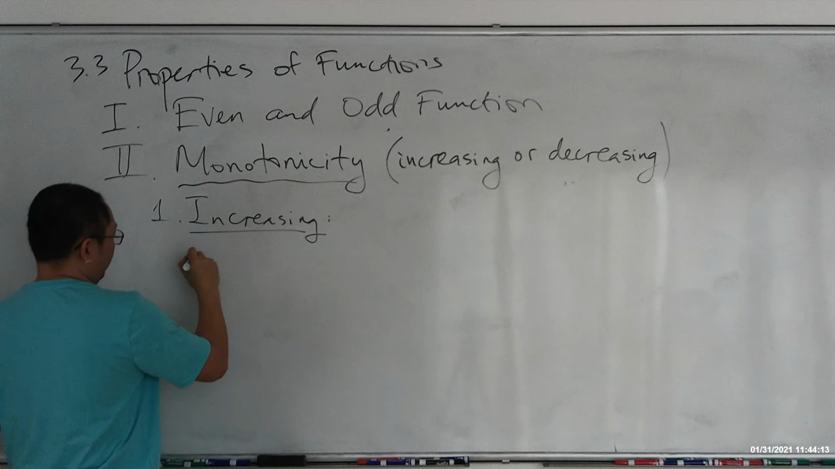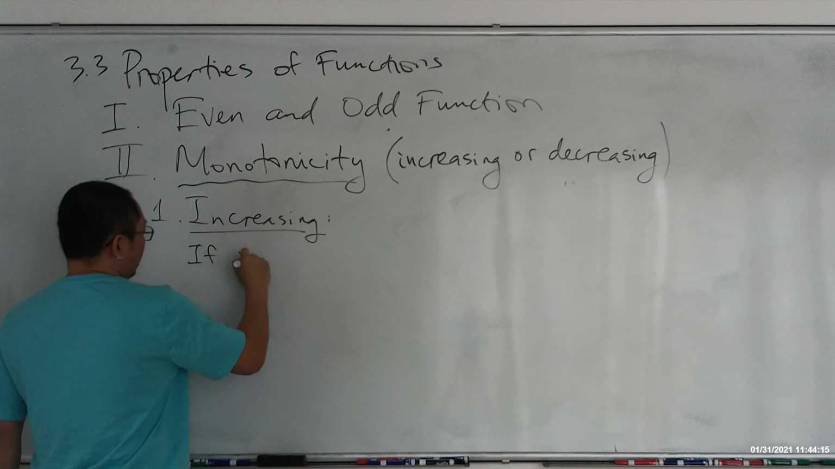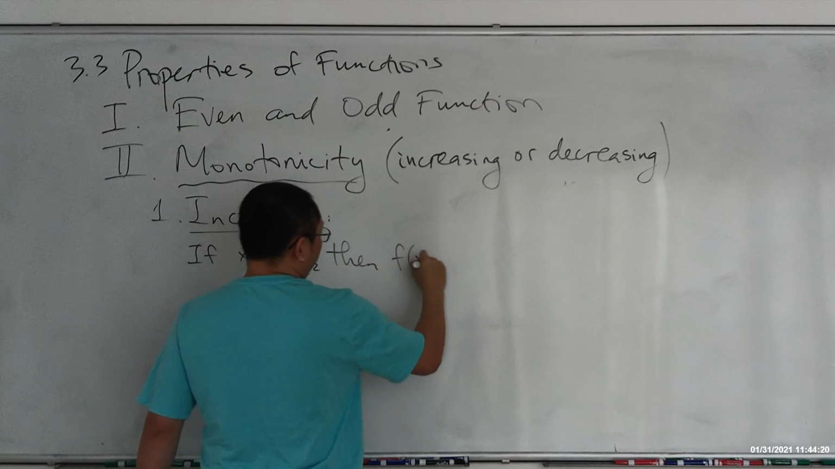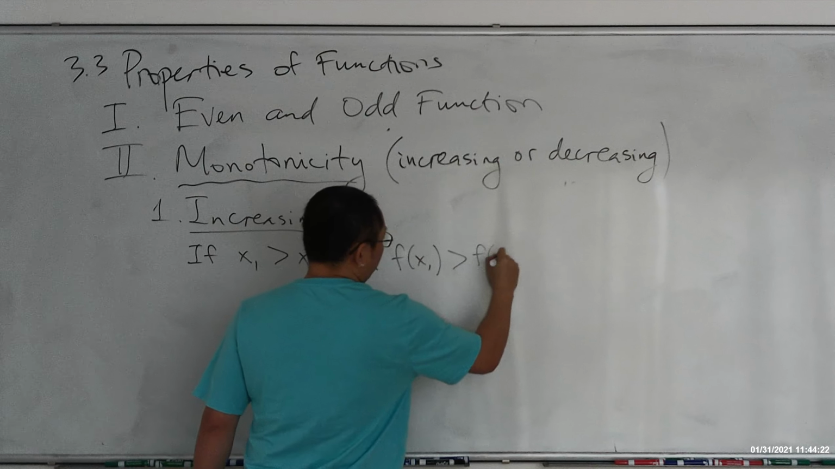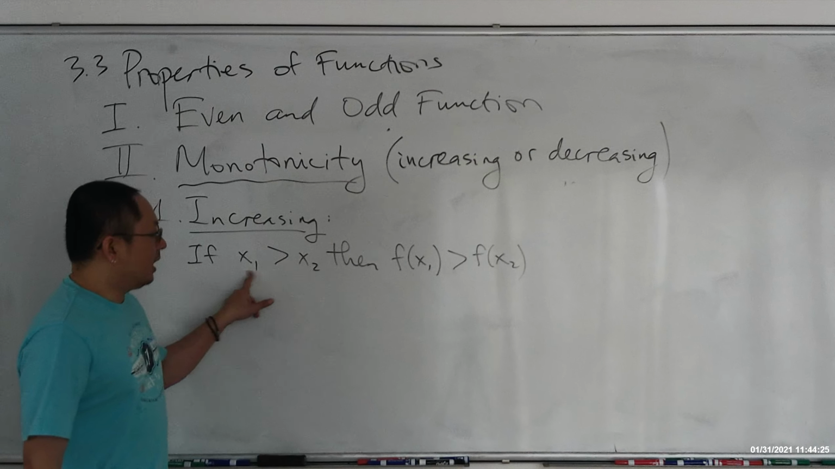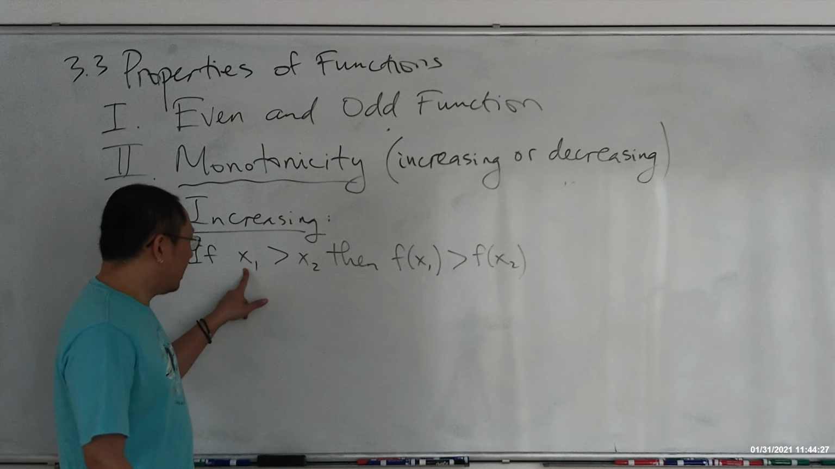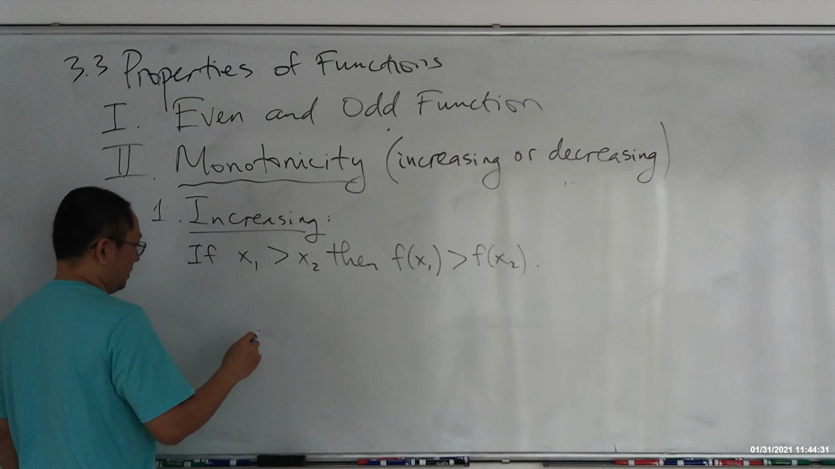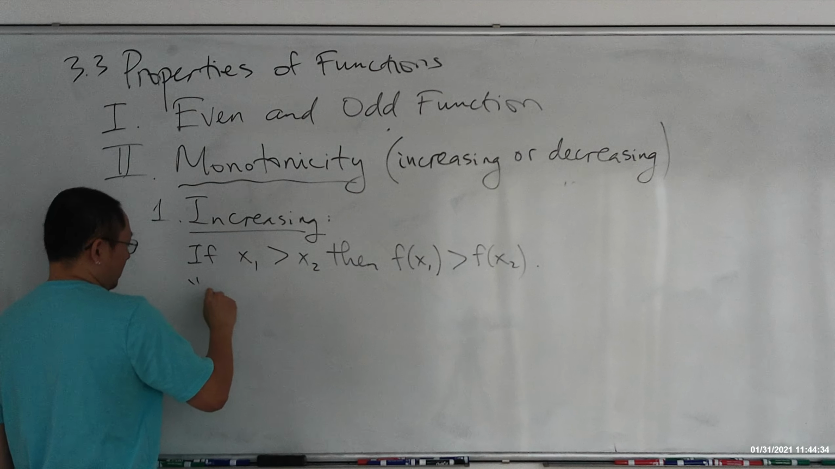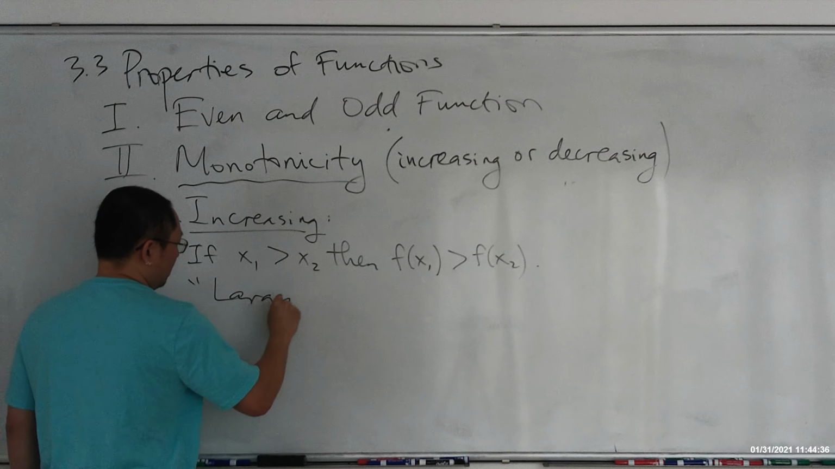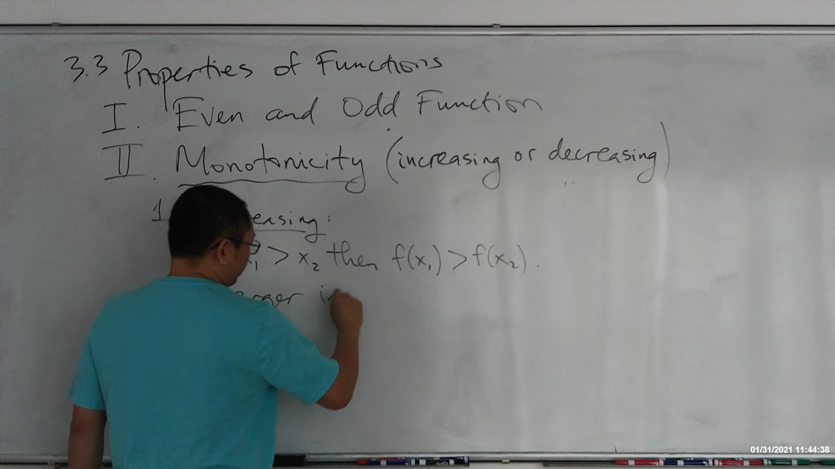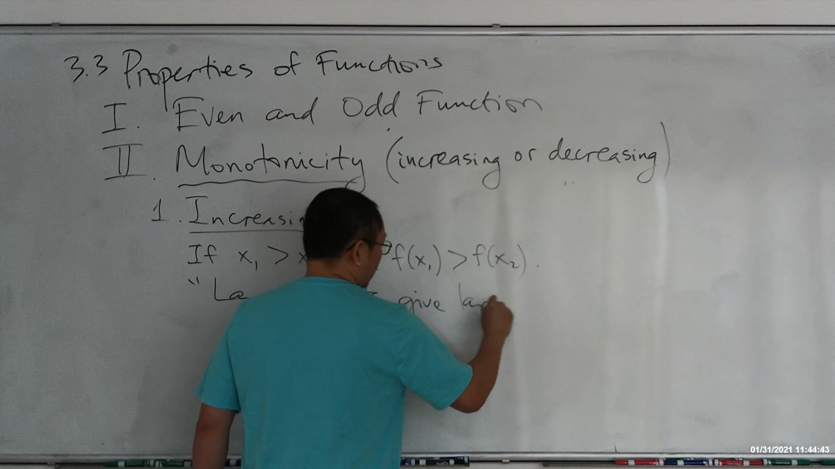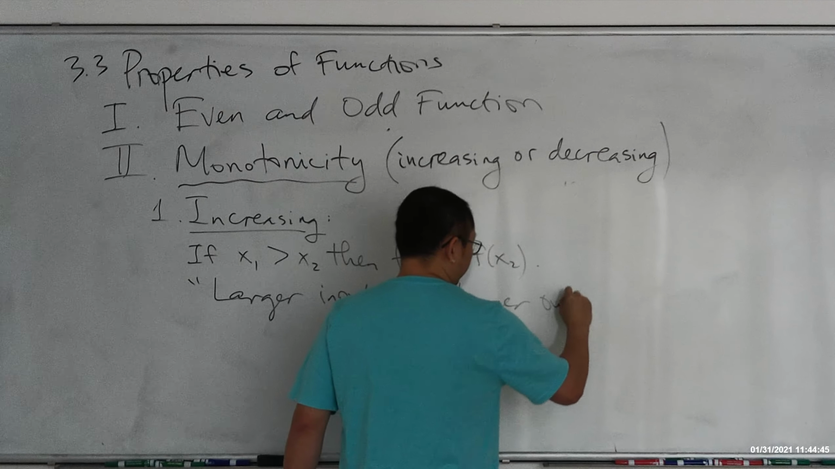If x1 is greater than x2, then f of x1 is bigger than f of x2. What we're saying is what? You have a bigger x, you get a bigger y. Bigger input, you get bigger output. This way: larger input gives larger output.